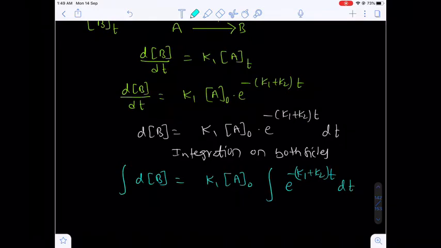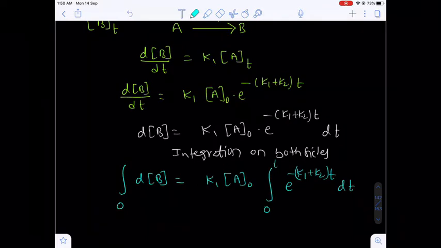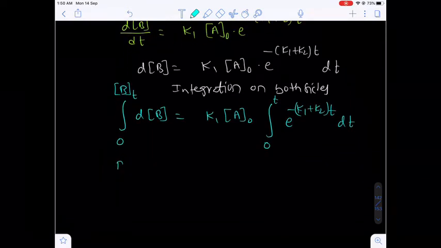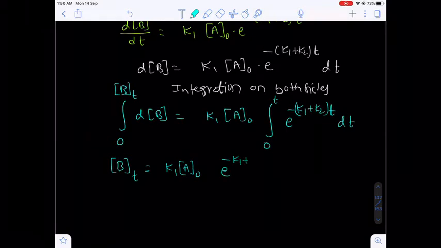Now here the time interval I am taking from 0. When the time is 0, what is the concentration of product B? It is 0, because initially only reactant is present and the concentration of product is 0. At a time interval t, the concentration of product B is Bt. Now integral dB is nothing but B. K1 is constant, A0 is also constant, and the integral of e to the power x is also e to the power x. So e to the power minus (K1 plus K2) into t.